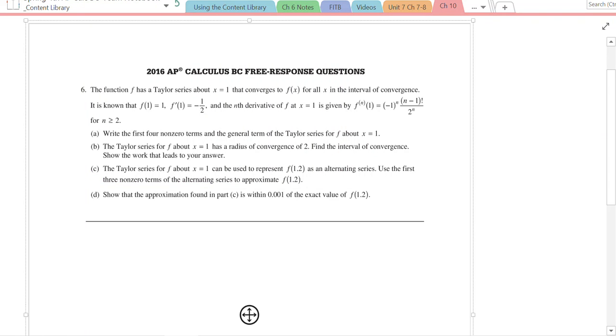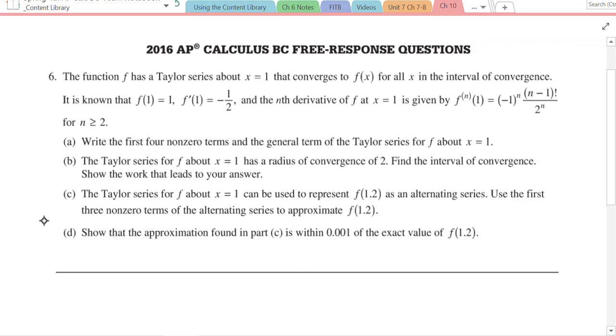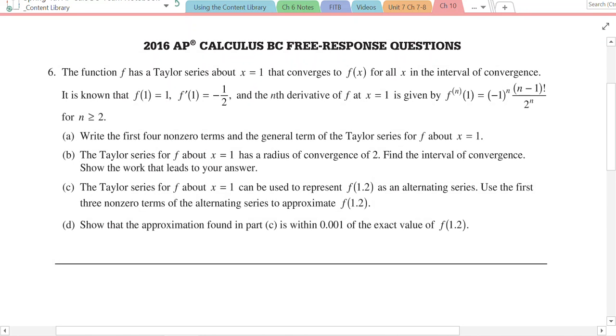All right, so let's read the problem first. This is 2016's free response that was released. And it says that we have a function f that is a Taylor series about x equals 1. When it says about x equals 1, that means that's the center. It's centered there. And that it converges to f of x for all x in the interval of convergence.